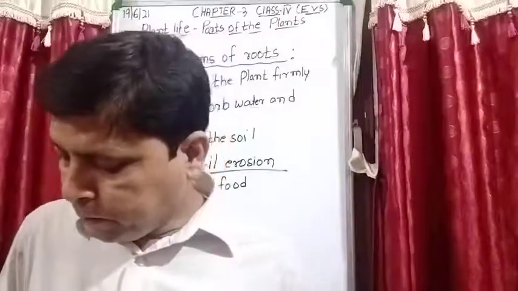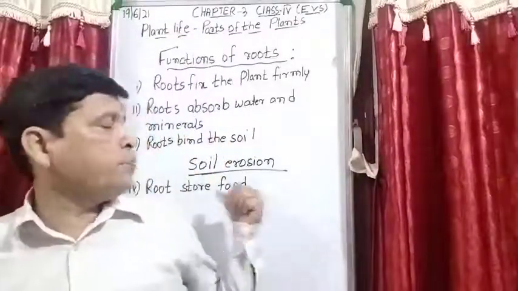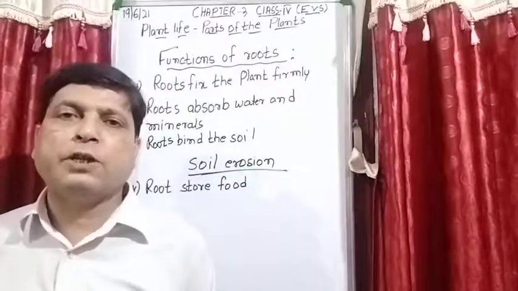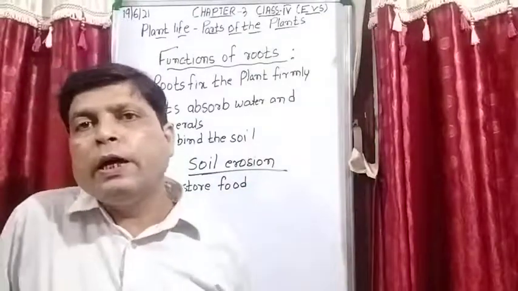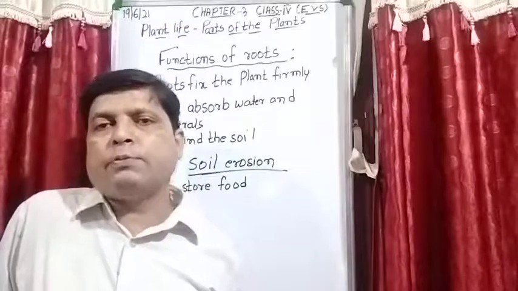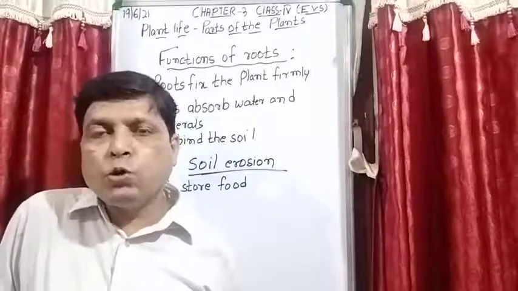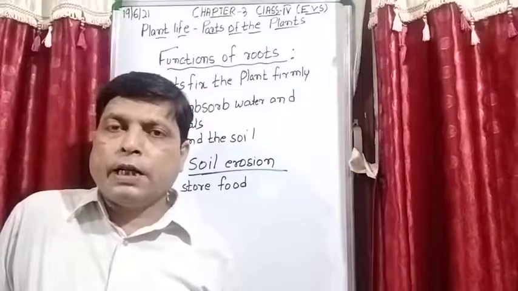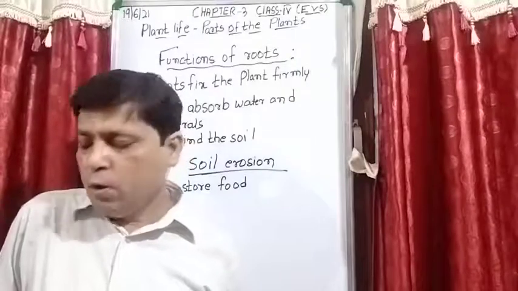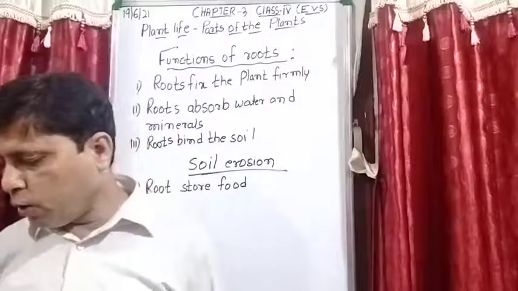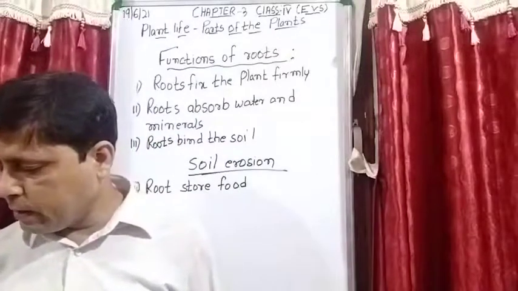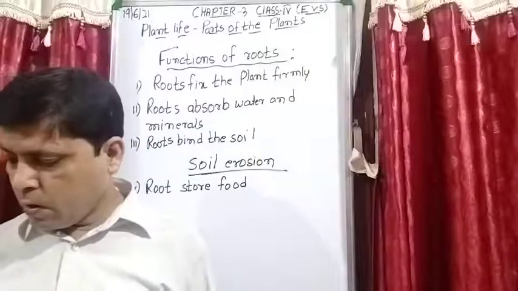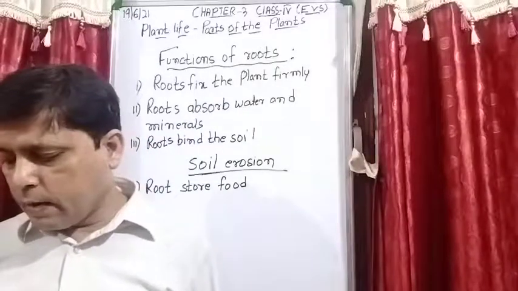Is it clear? And the next point is that roots store food. These types of roots are known as special roots because they store food, and they are known as tuberous roots. Examples of this are radish, turnip, carrot, etc. So the functions of the root I have already discussed. Now next is the stem.